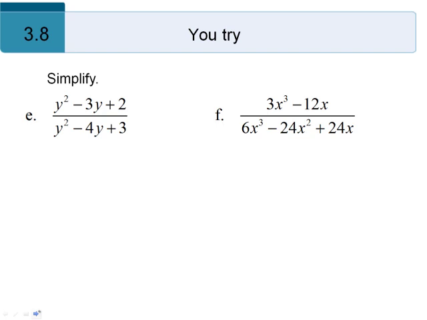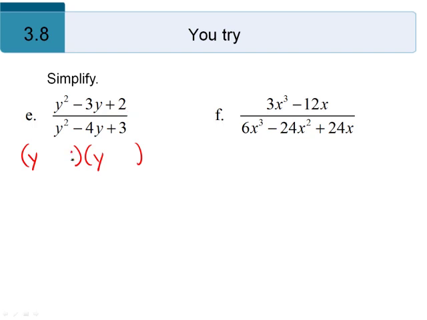Alright, so E, we have y squared minus 3y plus 2 over y squared minus 4y plus 3. The number one wrong thing that people do is they want to try and cancel those y squared. Totally wrong. Factor, factor, factor. Always factor first. So the top, there's no GCF, so we're setting up FOIL, and we're going to put y and y.